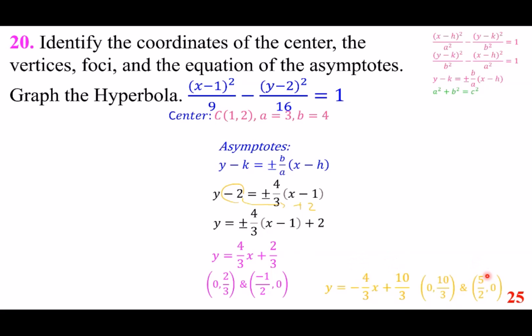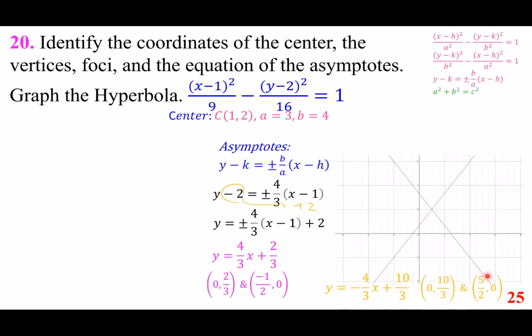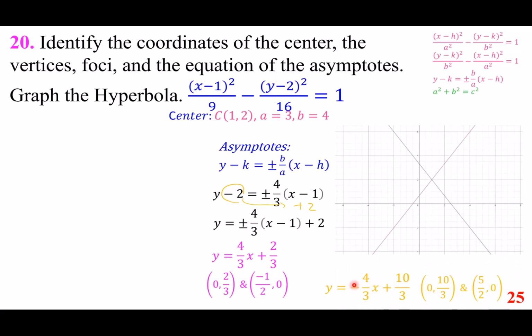This is for the sake of graphing the two lines, the asymptotes. So plot those two pairs, and you can graph it. It may be a little bit hard to see because of the scaling. So 0, 2/3 is here, minus 1/2, 0 is here, and that's the red line. And this one, 0, 10/3.